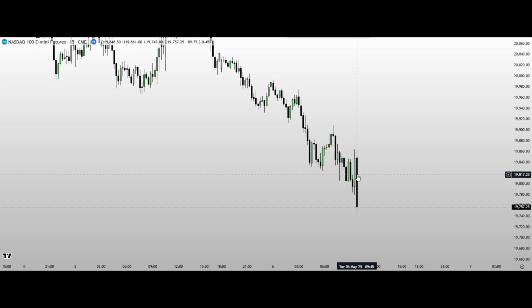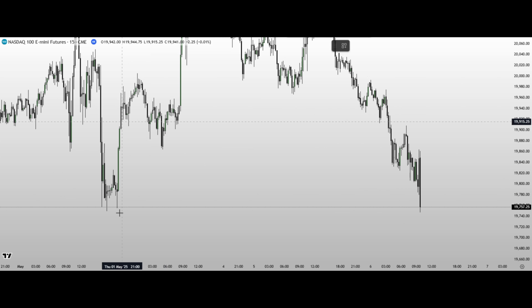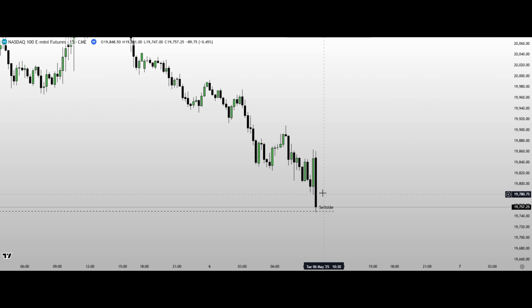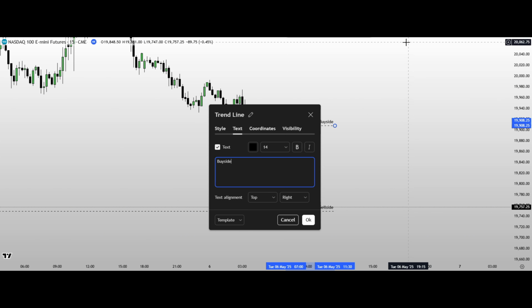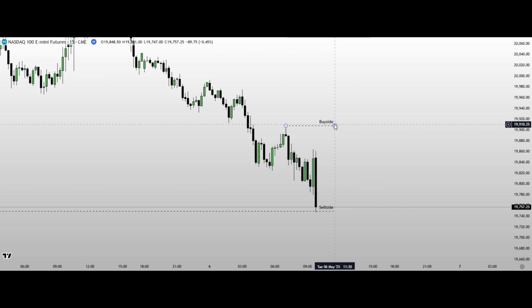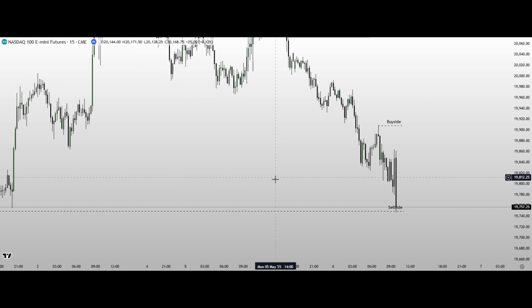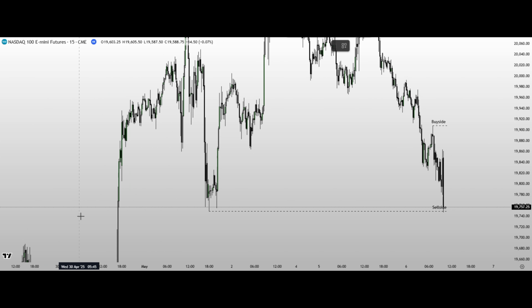Heading into market open, price dumps and sweeps this low right here. So we get a sweep of sell side right here. Let me mark this out. Sell side right there. And I'm seeing that price is clearly leaving multiple highs behind. We have buy side right here, so we have liquidity to the upside to come take, while price has done its damage to the downside. The damage is done.